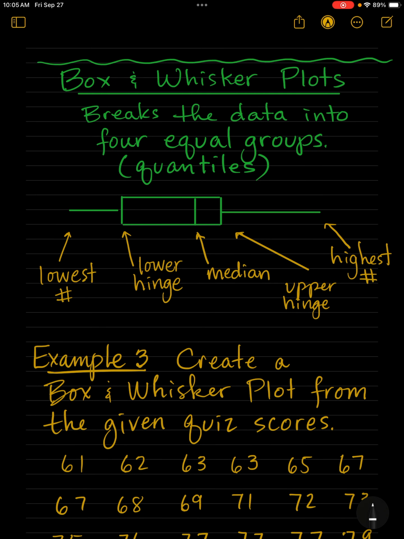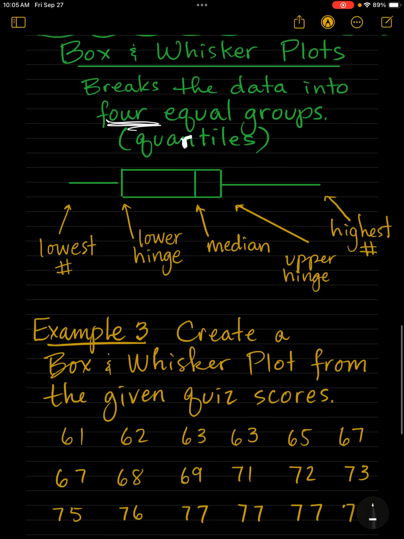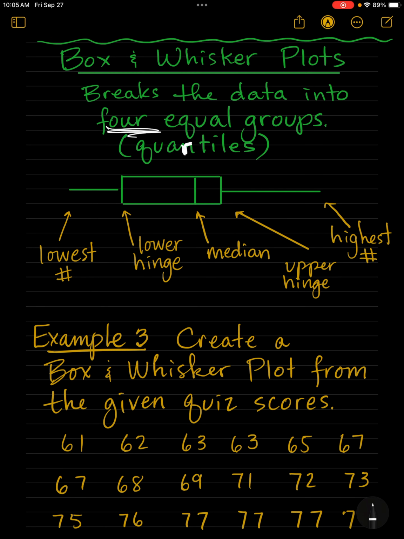Once we've broken the data into 4 equal groups, which are quartiles, we can create a box and whisker plot. This shows how those 4 groups spread out. And I'm going to teach you how to create one with the lowest number to the highest number.